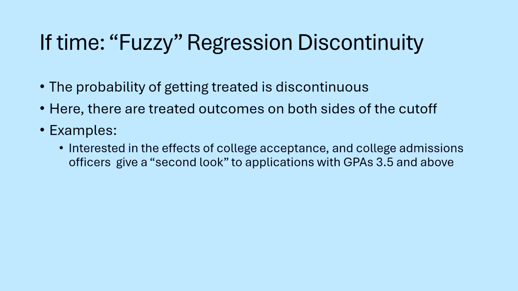Maybe it's just some difference in the probability of getting treated. So some examples of that are, imagine that we're interested in the effects of college acceptance, and college admissions officers give a second look to applications with GPAs 3.5 and above. In this case, there are going to be people that are accepted that have a GPA just barely to the right of 3.5, and there are going to be people that are accepted with a GPA just barely to the left of 3.5. But there is something that changes at that 3.5 GPA, and that is that the application gets a second look. And so the probability of gaining college acceptance goes up right at that GPA of 3.5.